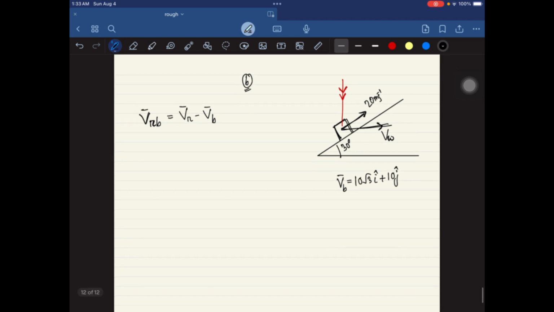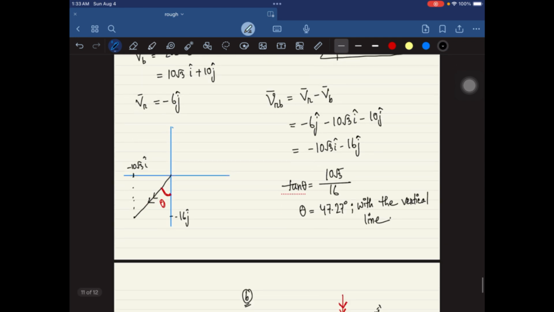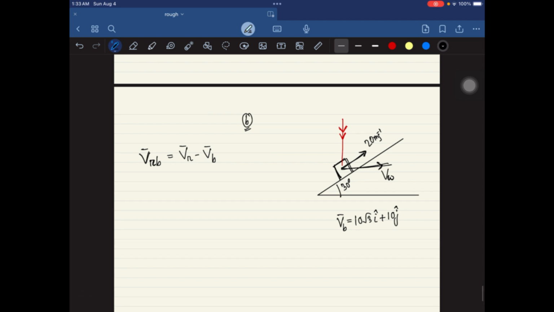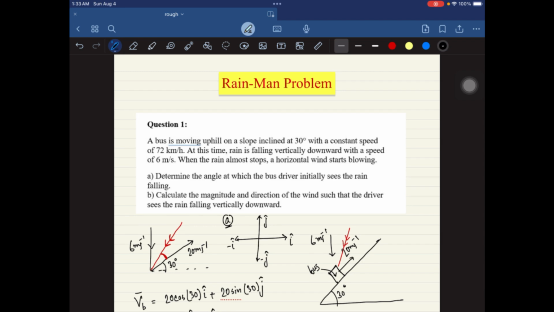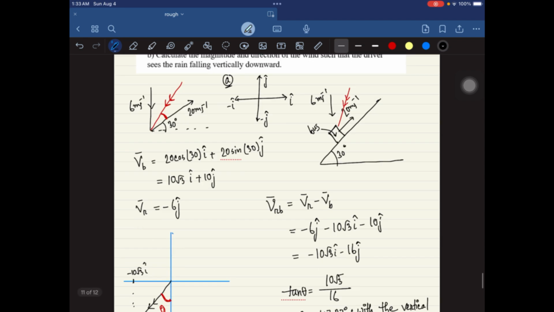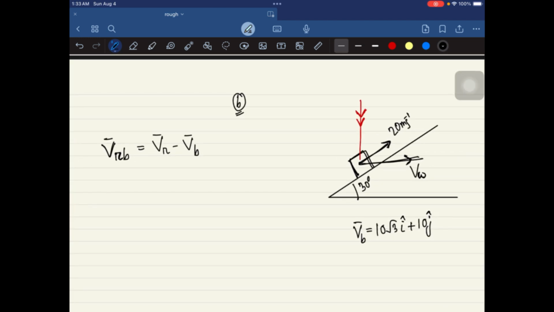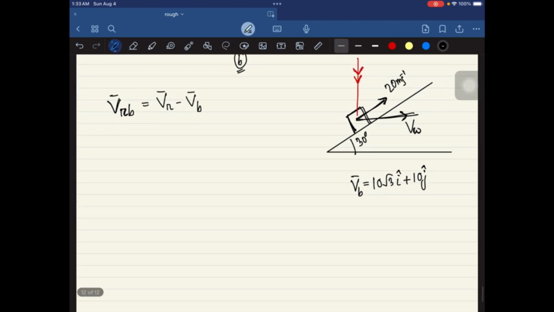Okay, fine. Now, what is VR? V rain. In this case, we can't just say that VR is 6 minus 6j, similar to our previous case, because there is wind present. And wind is blowing in the horizontal direction. I will say that this is equation number 1.